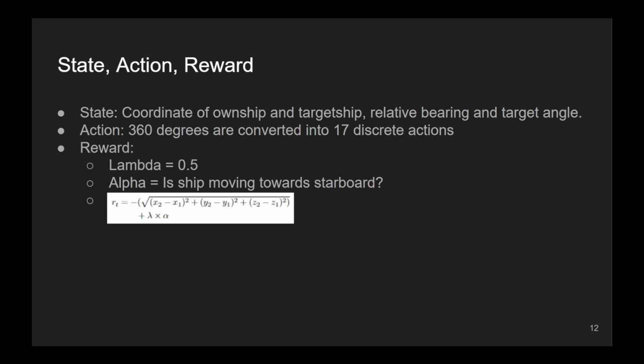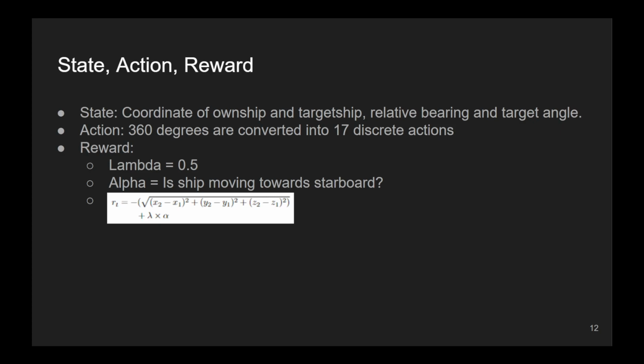While we could use a continuous action space with values between 0 and 360, this approach would make the model complex and difficult to converge. Instead, we have divided the 360 degrees into 17 discrete angles, simplifying the problem and making it more manageable for the model to solve. So that's our action. Now let's talk about the reward.